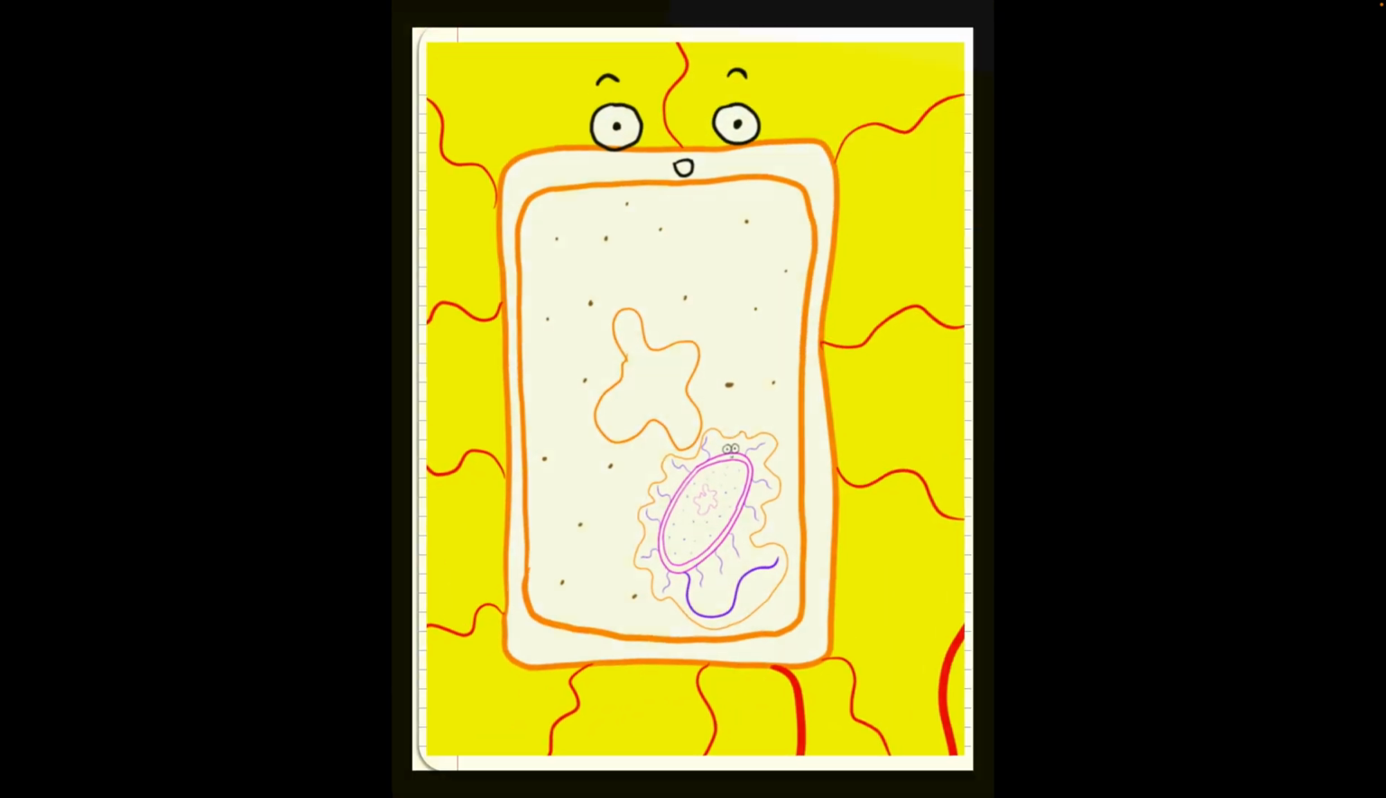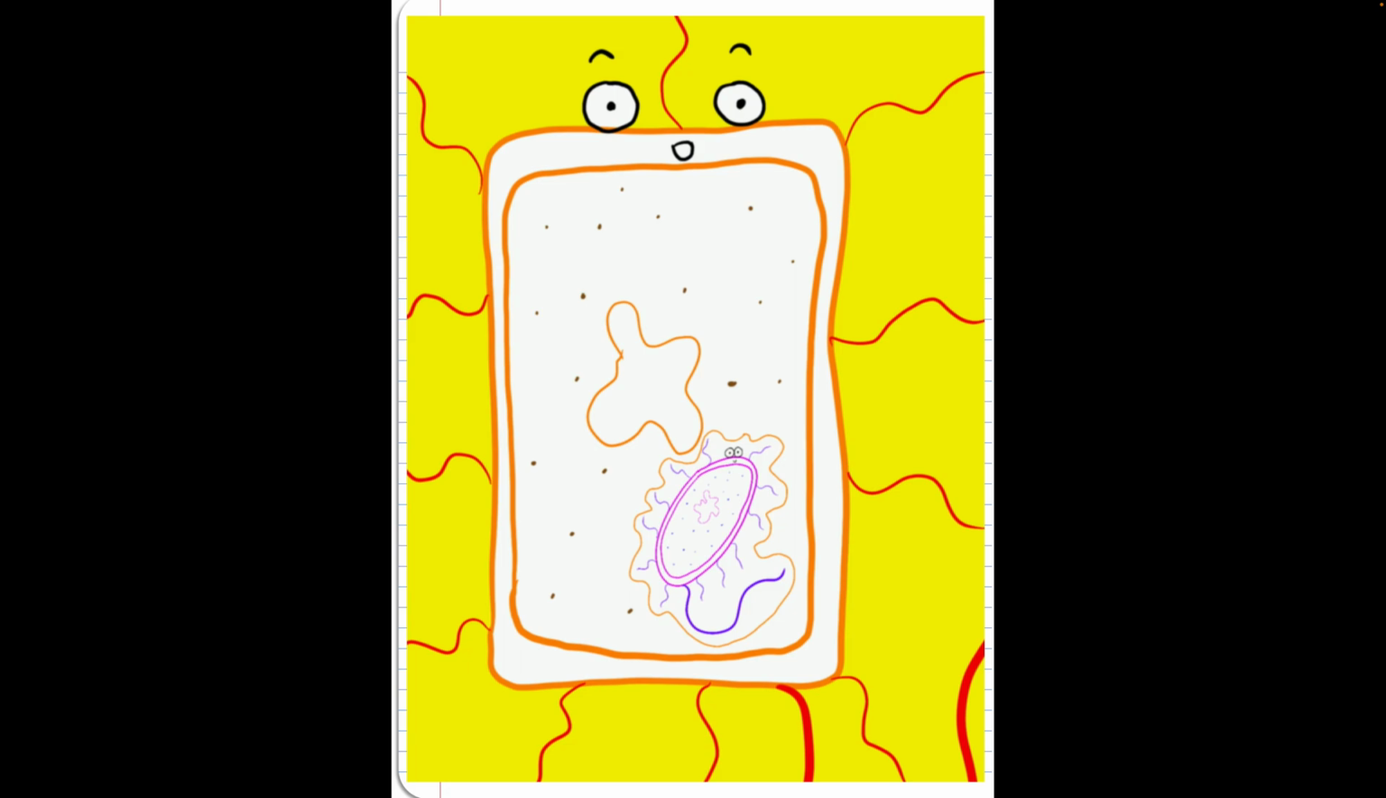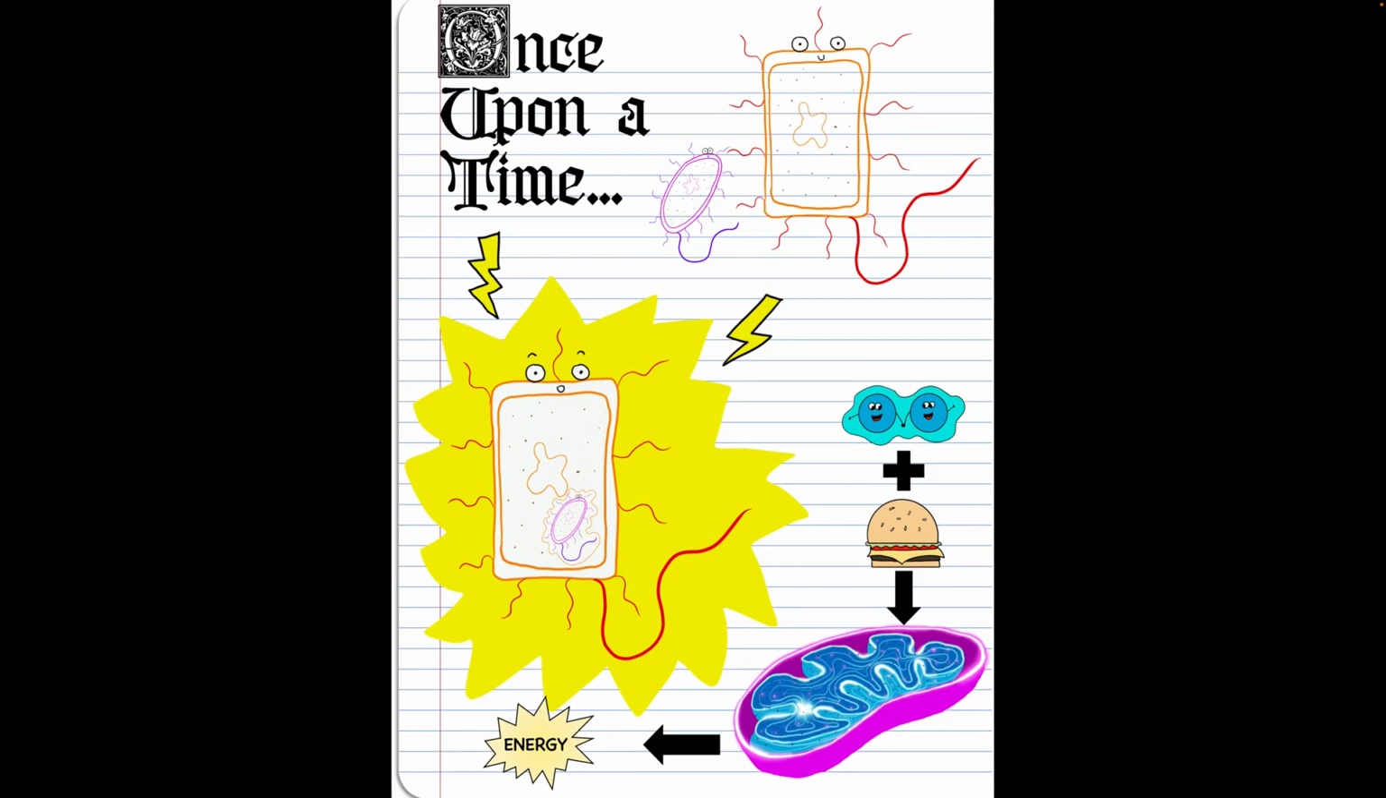This type of relationship is known as symbiotic. Both organisms live together while providing a benefit for one another. The smaller prokaryote is what we now know as the mitochondria, and of course we all know that the mitochondria is the powerhouse of the cell. This is because it takes oxygen and nutrients and turns it into energy for us.